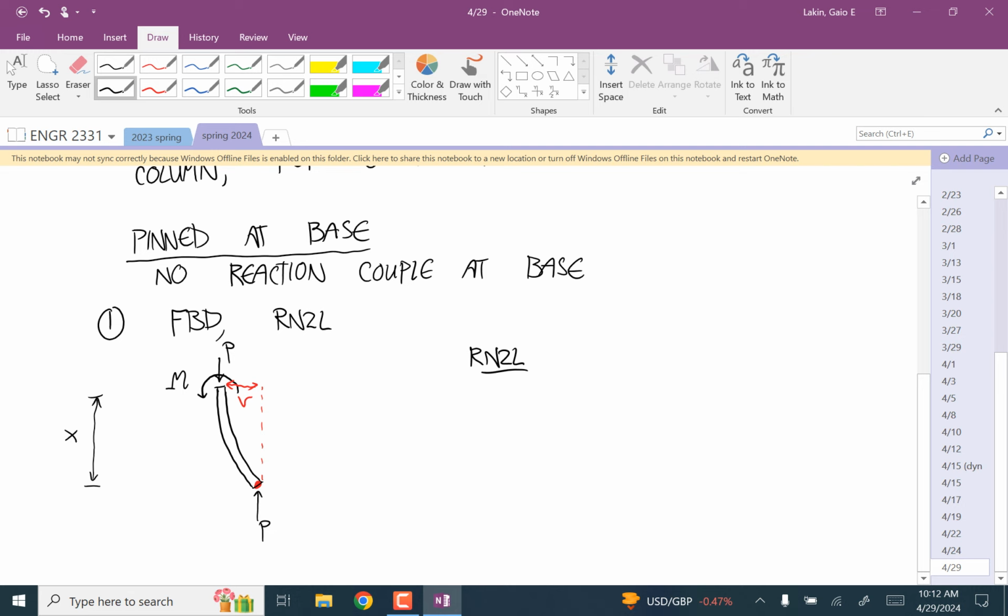The force P at the base acts right through the about point, so that one doesn't produce a moment, but we do have M plus this moment of P times V is equal to 0.